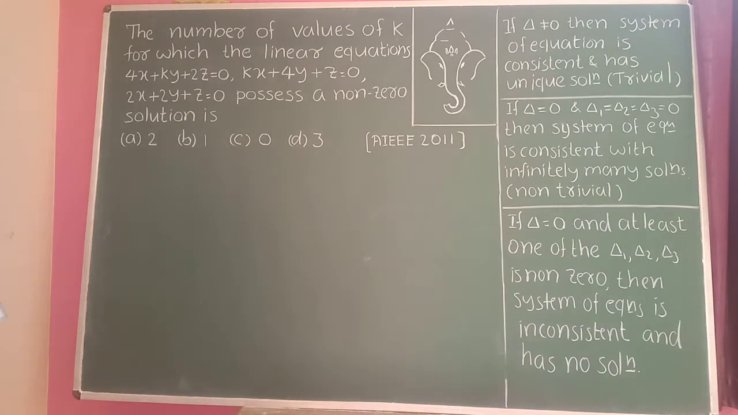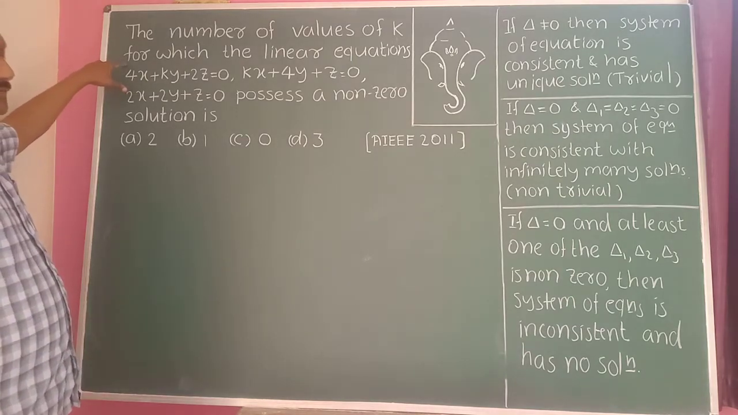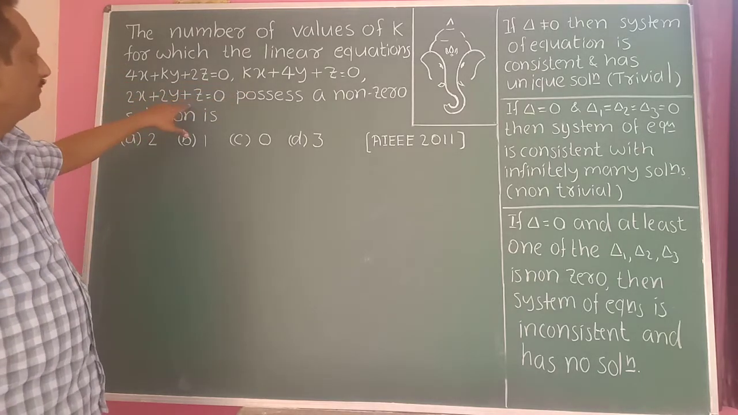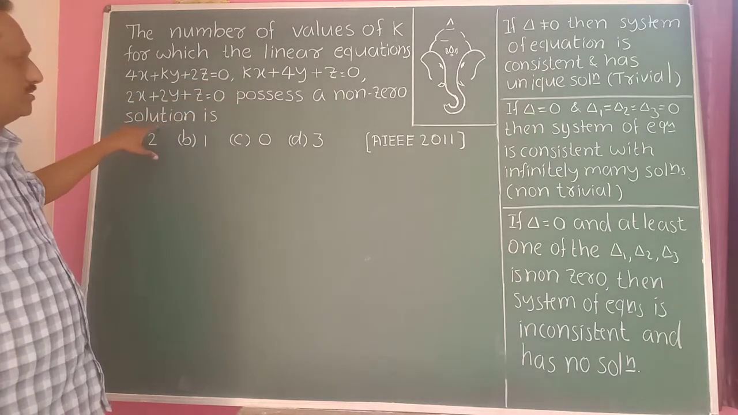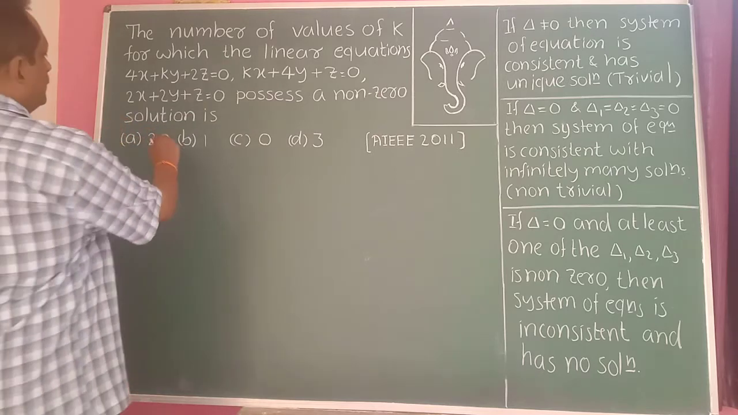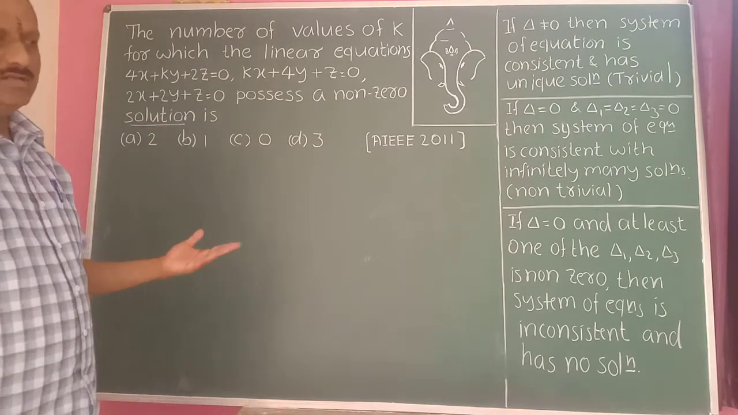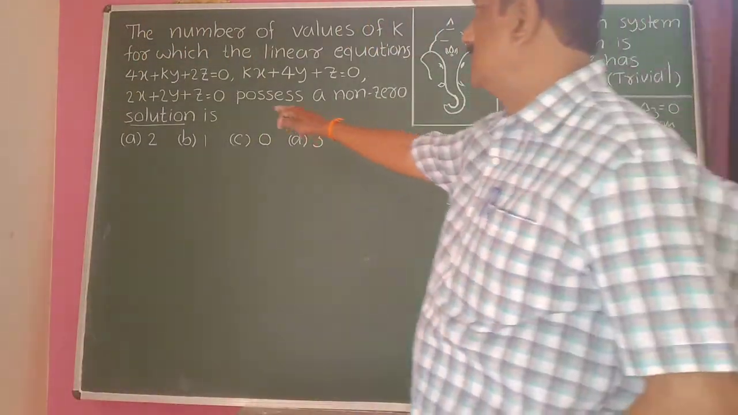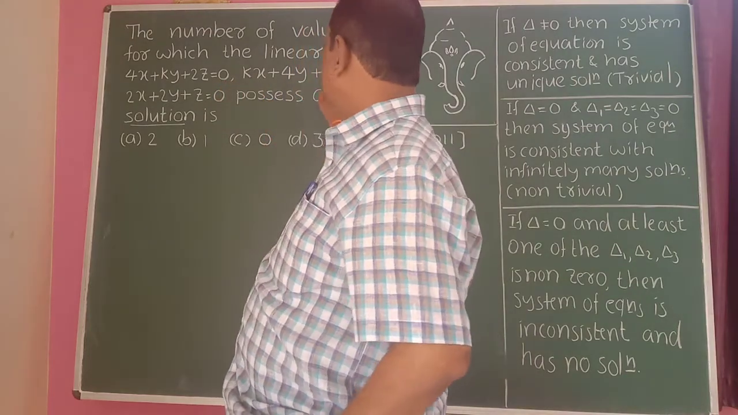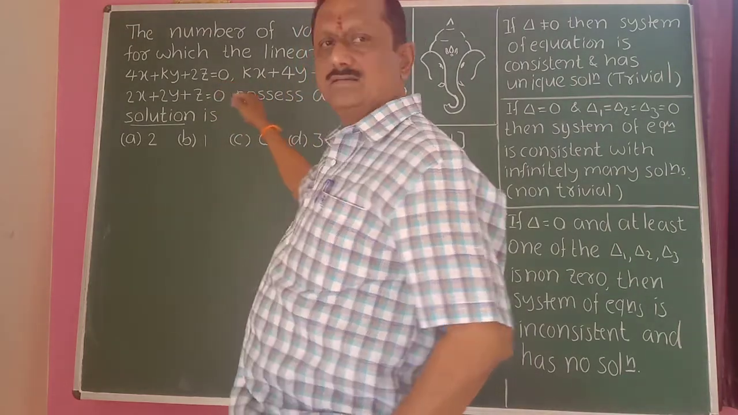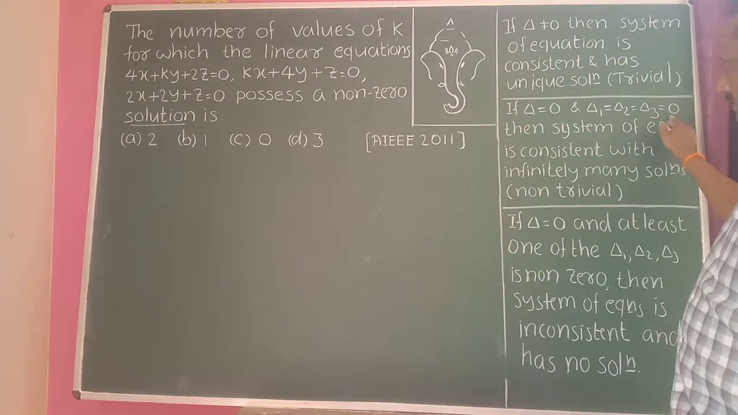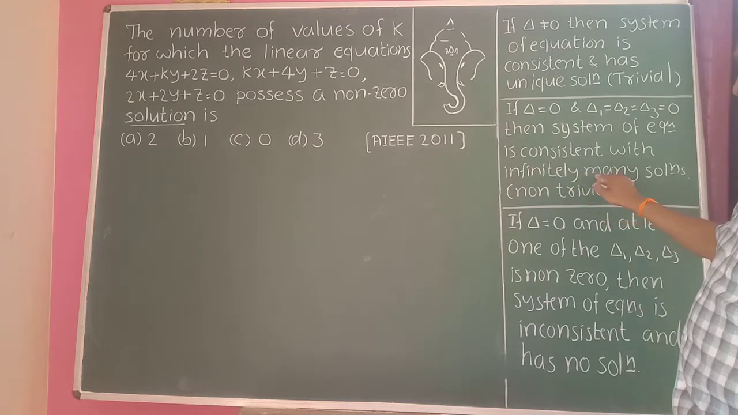So the number of values of k for which the linear equations here, three equations are there, possess a non-zero solution. Possess a non-zero solution means either it is a unique solution or infinitely many solutions. But just observe here, RHS terms are 0. RHS terms are 0 means obviously delta 1 is 0, delta 2 is 0, delta 3 is 0. Even in this case, the system has infinitely many solutions.